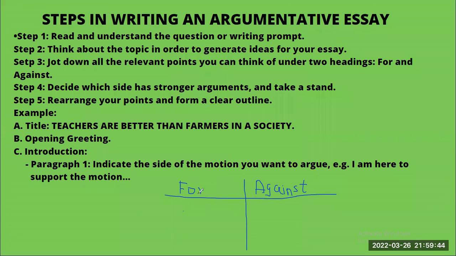If you have more points in support, you decide to support the argument. If you have stronger points against, then you may decide to oppose the argument. But you see, it is at the planning stage, you decide which side you are going to pitch your tent. Are you going to argue in support of the motion, or are you going to argue against the motion? Now, once you have done this, then you rearrange your points and form a clear outline, all right? So that is exactly the way to plan your argumentative essay.